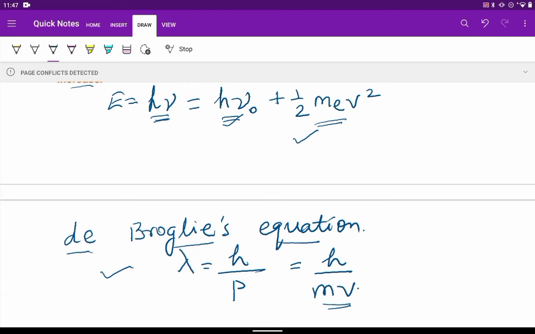Using this, we can calculate the momentum of the particle, where the mass is m and it is moving with a velocity v. This de Broglie's equation stated in the end by me is for the dual nature of electron.